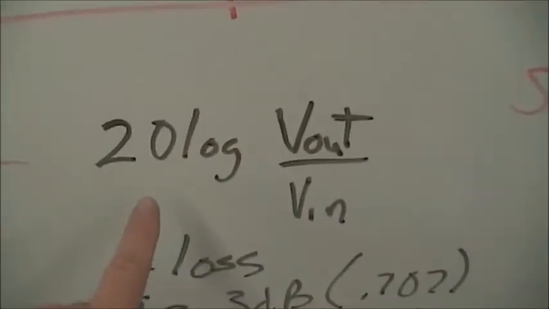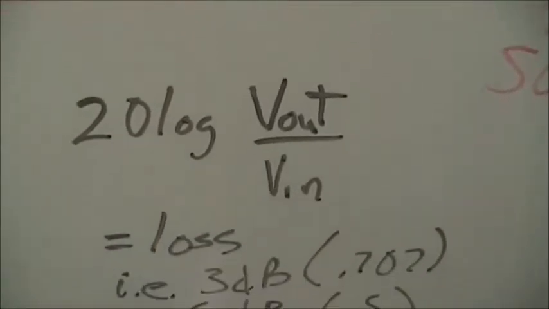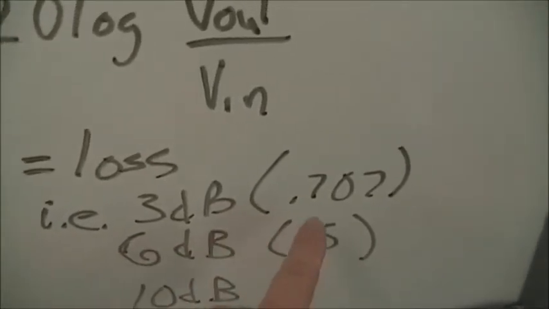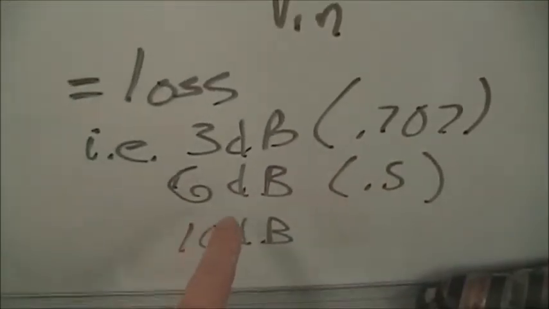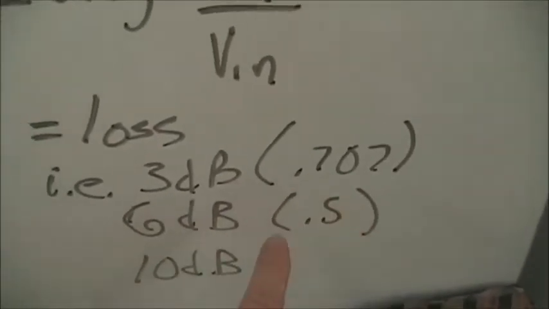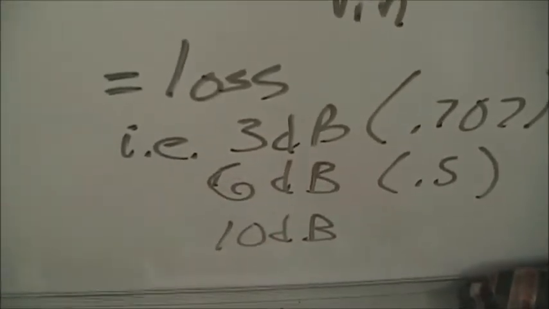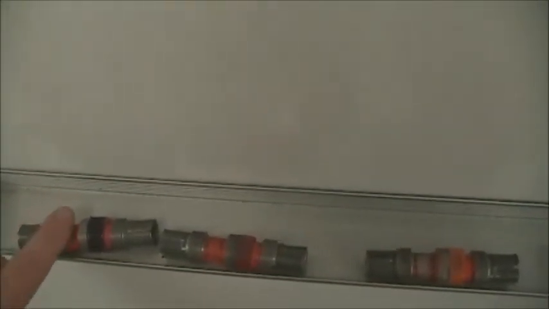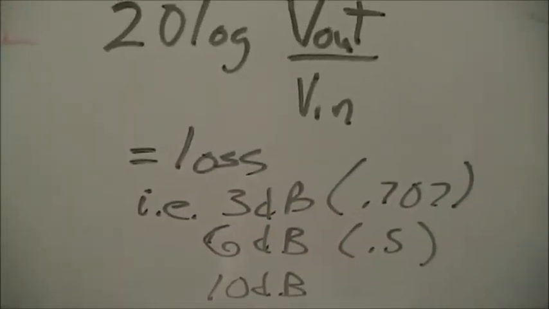Now the loss is of course 20 log Vout over Vin, or 10 log Pout over Pin. The typical loss would be 3 dB, which is equivalent to a 0.707 voltage ratio, 6 dB equivalent to a 0.5 ratio, 10 dB is another common value, and 14 dB would be another value that we have in the lab. So we have 3 dB, 6 dB, 10 dB, and 14 dB. I'll do at least one of those to show you how it behaves.